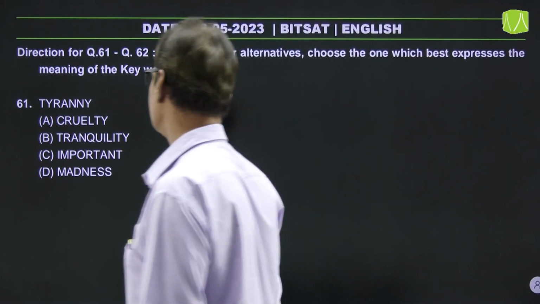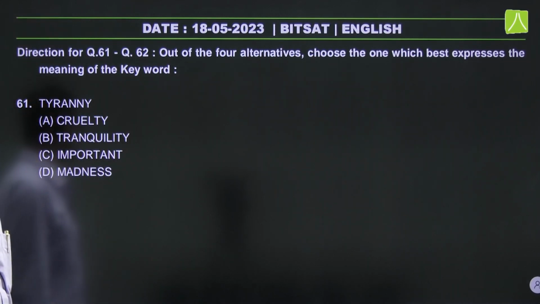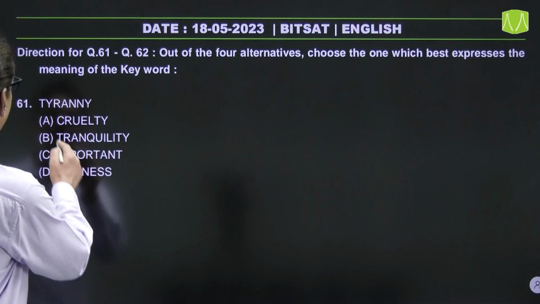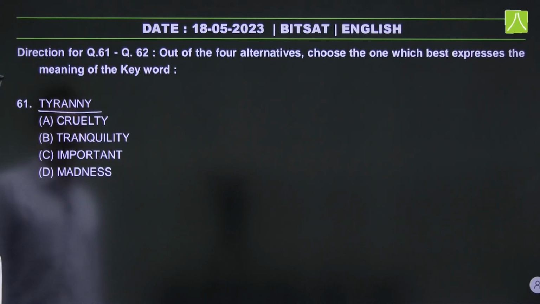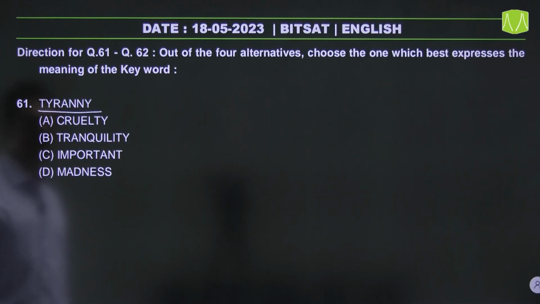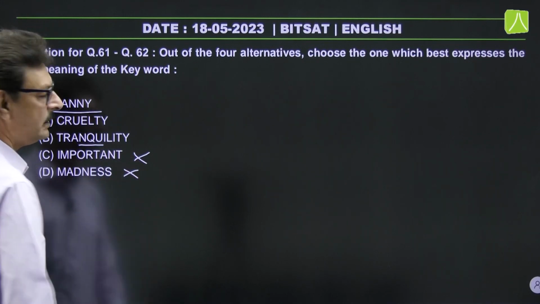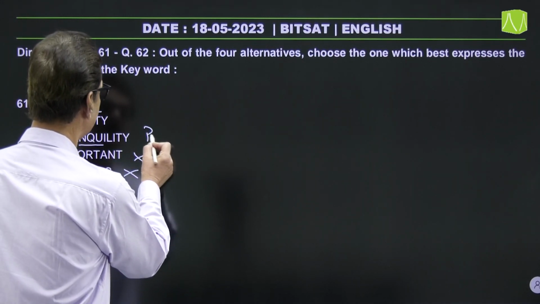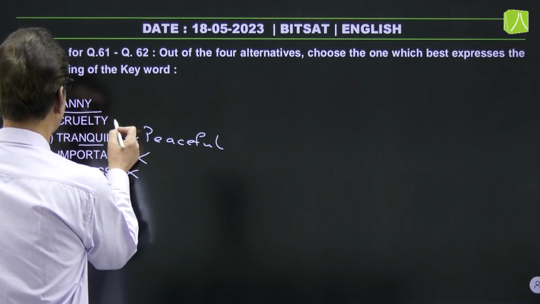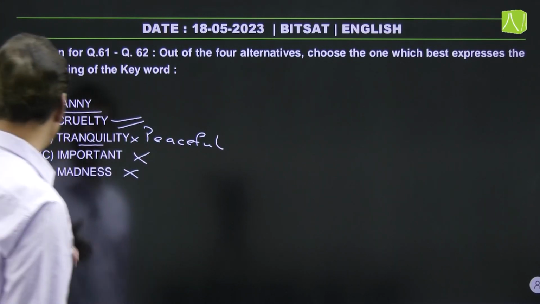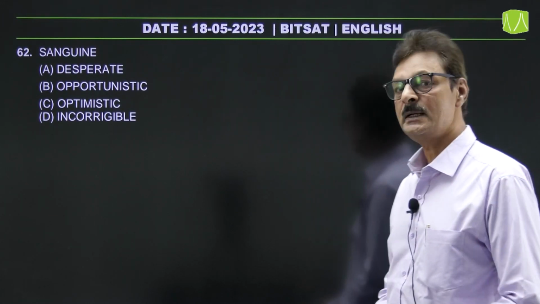The first question in English was, out of the 4 alternatives, choose the one which best expresses the meaning of the key word. That is, you have to identify the synonyms. The word is tyranny. What does this word tyranny mean? Does it mean cruelty? Does it mean tranquility? Does it mean important, or does it mean madness? It is not madness. It is not important. Tranquility is peaceful. So, this also is the incorrect option, and the correct option is option A, that is cruelty. So, tyranny means cruelty.